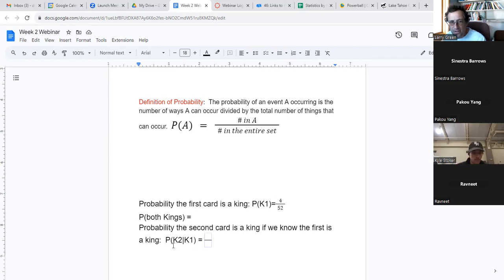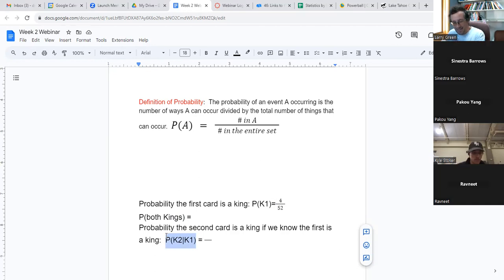Okay. So the first thing I'm going to do is put it in notation, P for probability. And then we open a parenthesis. And then we put the second is a king. I'm going to write that as K2. And see this little vertical line segment right here? The way you read that is given. So it's a probability the second is a king given, and then K1, the first is a king, and then you end the parentheses. Any questions on the notation of this? Any questions?